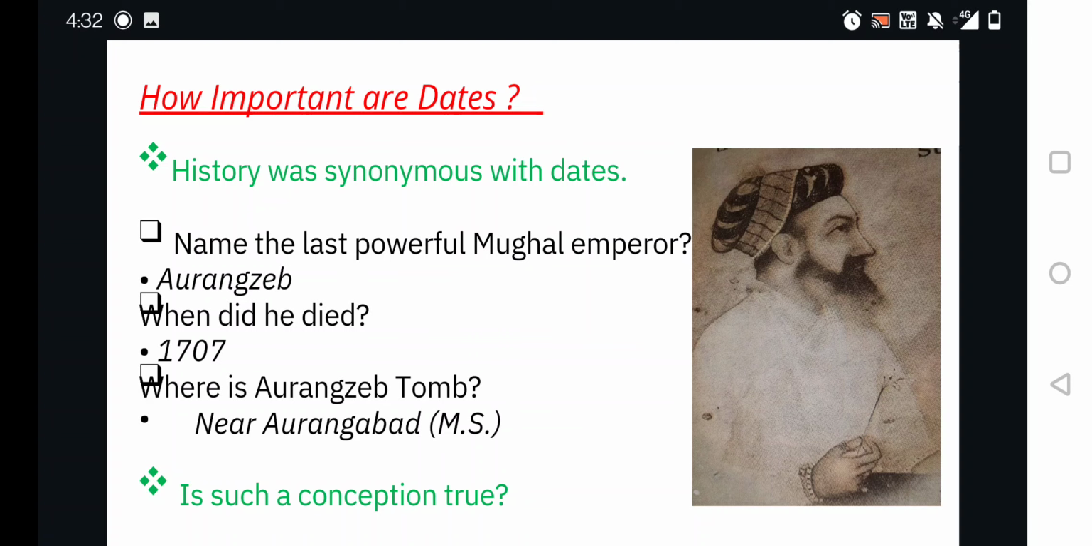Why are we learning this? Because in early times it was said that history is all about the dates which are related to the king's life, whether it is his birth, his marriage, his victory in some war, or his child's birth. That's what we used to learn. Is such a conception true? Yes, it is true, but not completely, because we don't only learn the dates and events about the kings, but everything around it now.